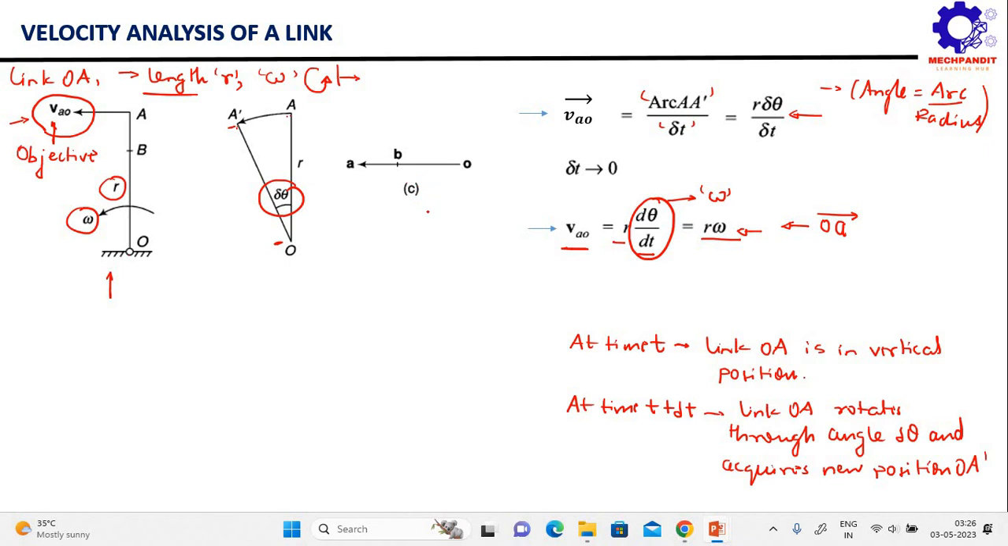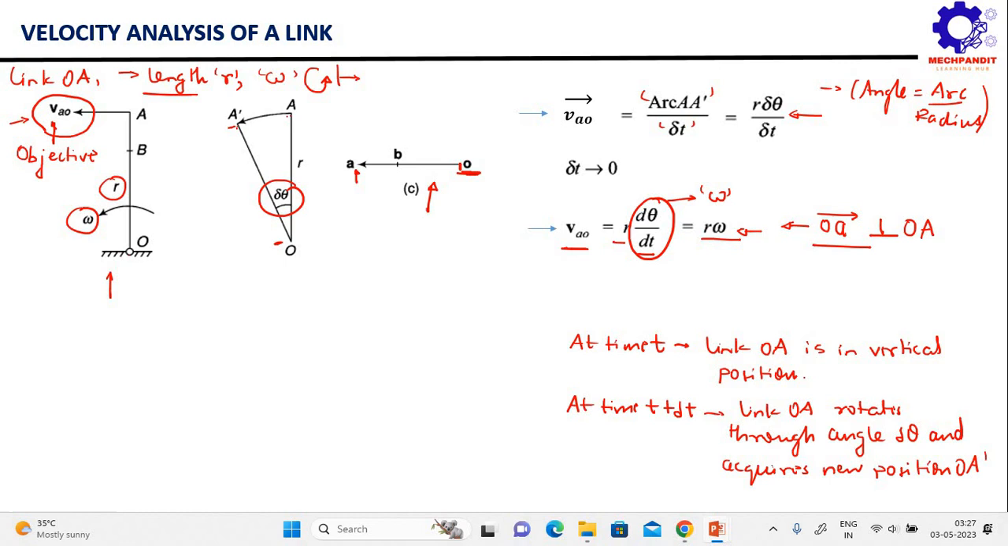You can see here in this diagram, we have simply represented this VAO vector, or you can say OA vector. We start with small o, and then we end the vector with small a. So small o represents the tail of the vector and small a represents the head of this vector. This OA vector will be pointing towards the left direction, and it will be perpendicular to the length capital OA. Just remember this point. We can also call this velocity the tangential velocity of point A with respect to O.